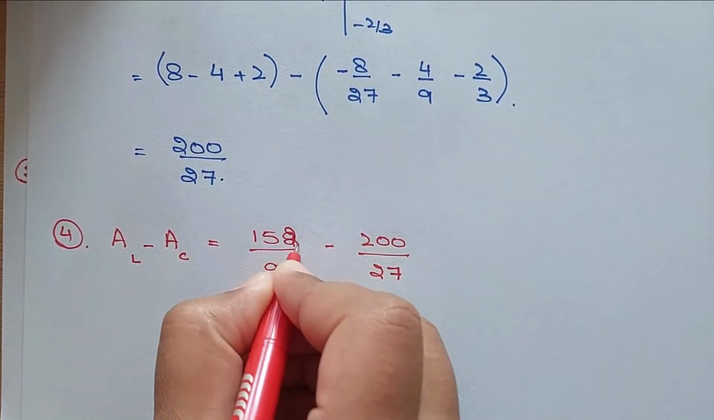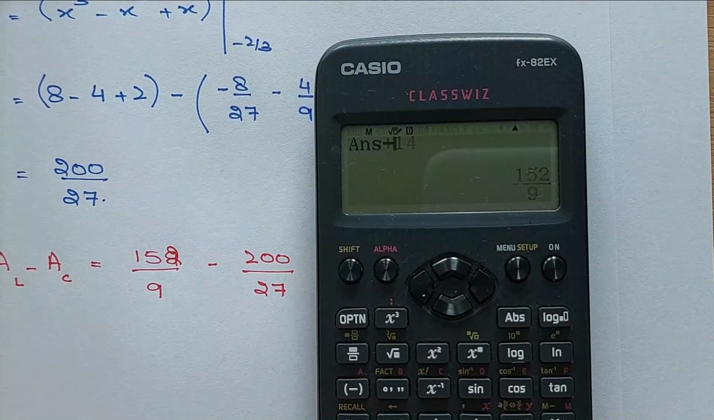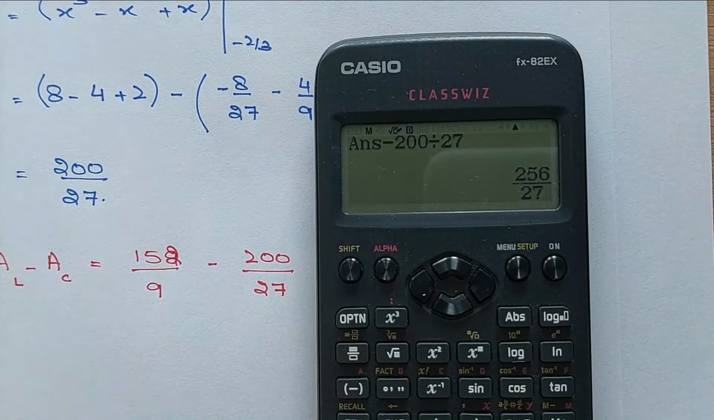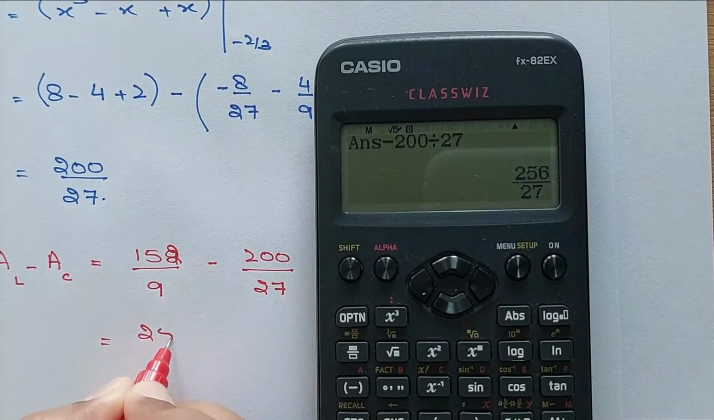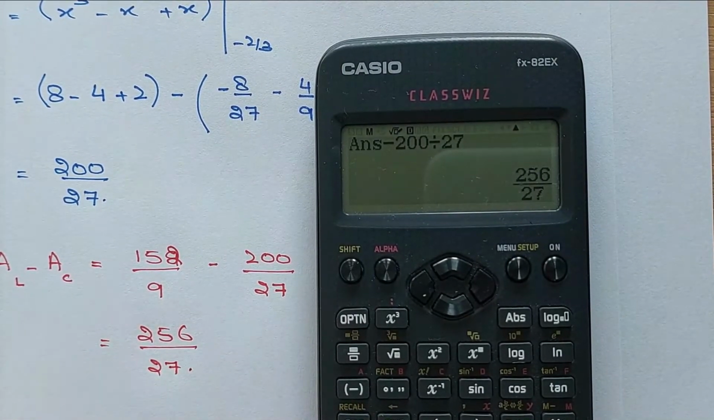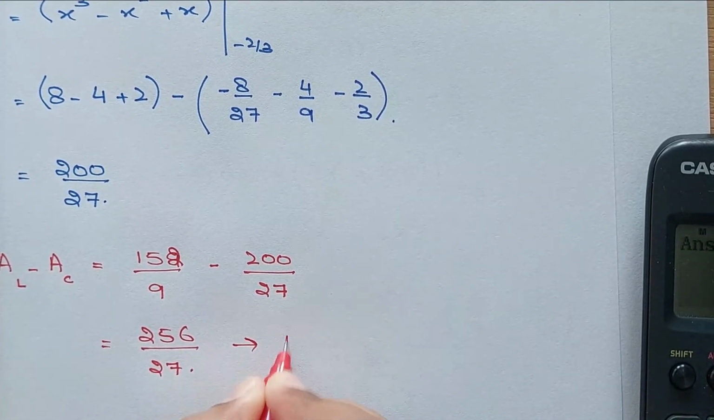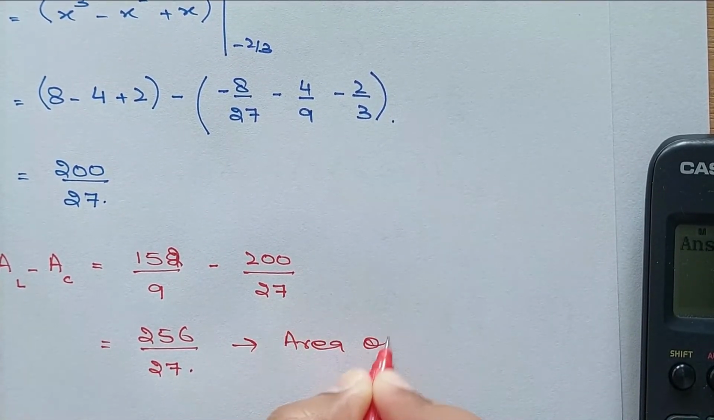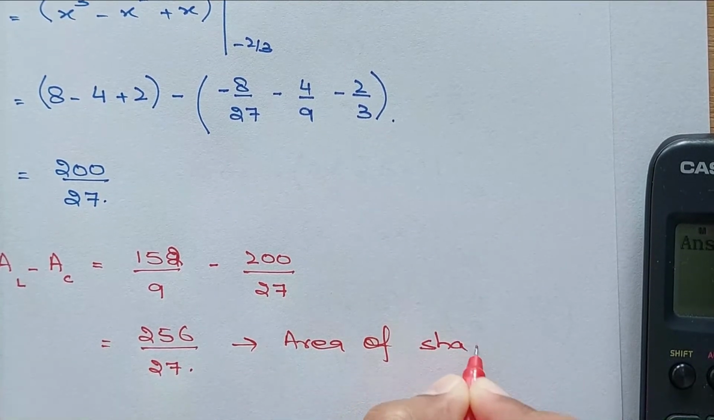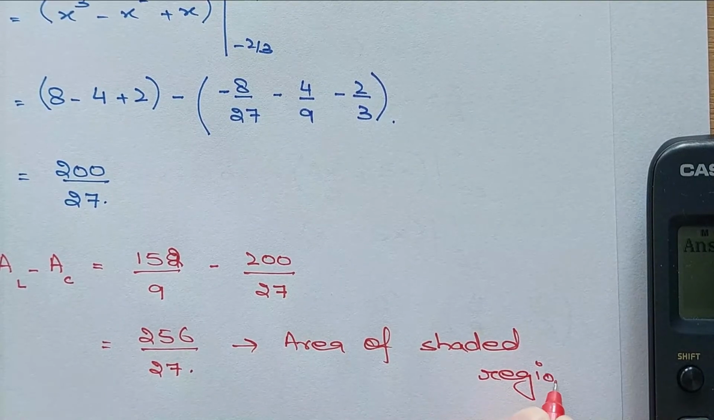So this is 152 by 9, and then subtract it with 200 divided by 27. So this is 256 over 27. This is the area of the shaded region, right? So we can say this is the area of the shaded region.